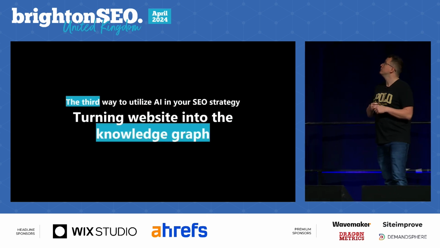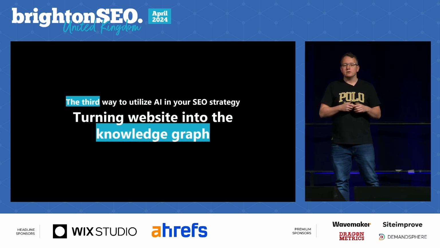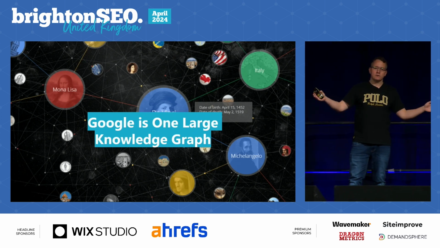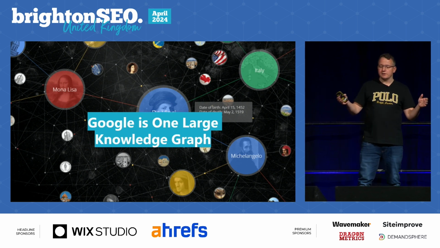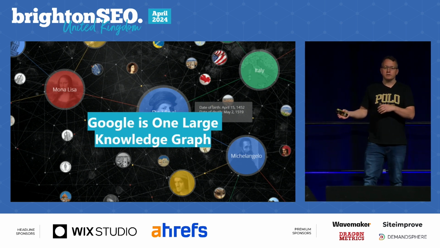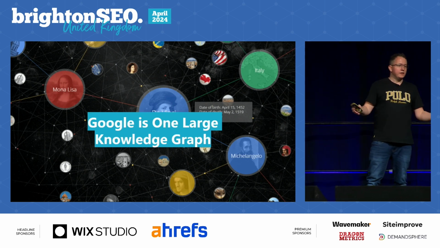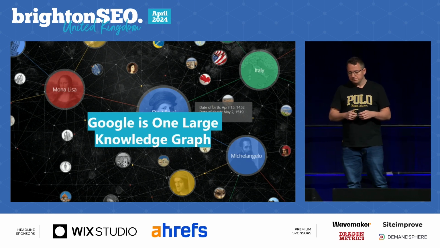Next, the third way to utilize AI in your SEO strategy is to turn your website into a knowledge graph. Google has been one large knowledge graph since 2012, when they started telling us about things, not strings. They started to understand concepts, which are entities, and attributes of the entities. And that's how the search engine is built right now.